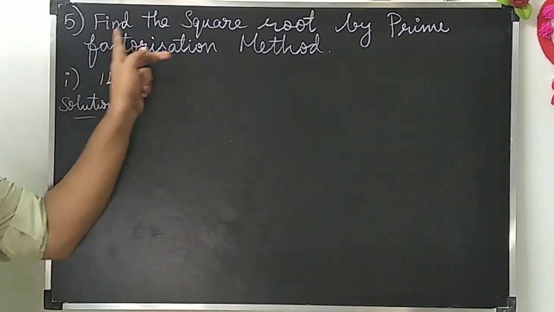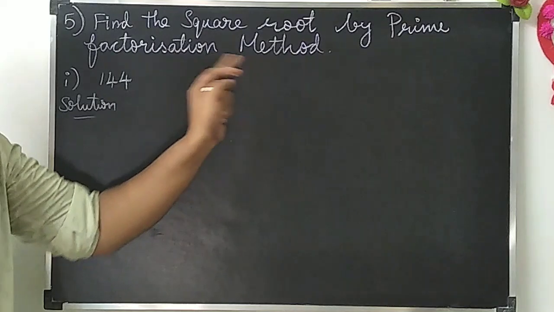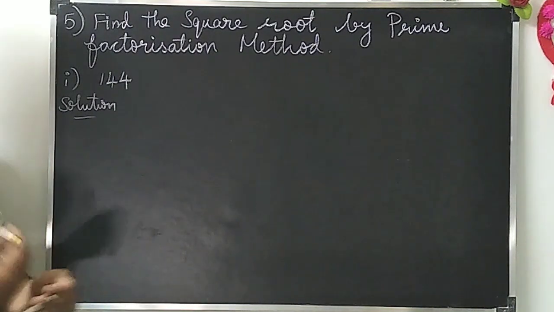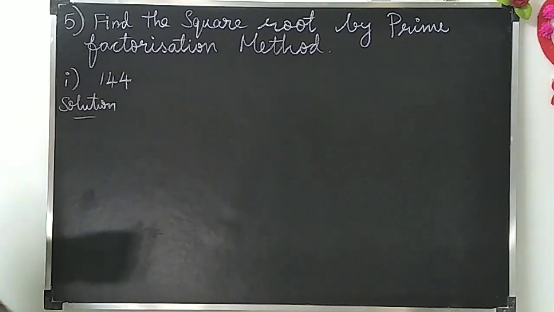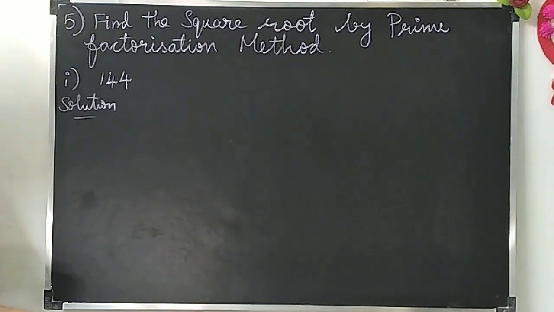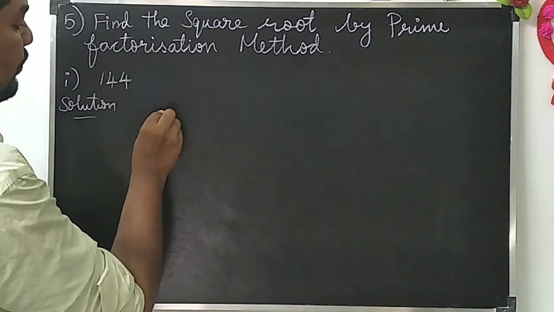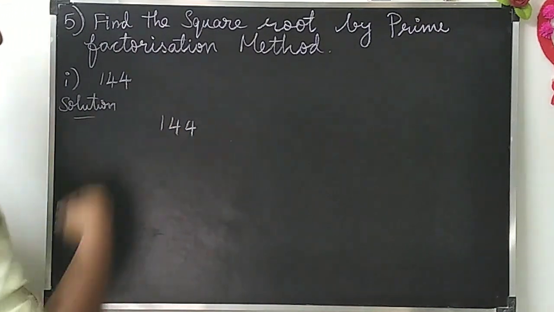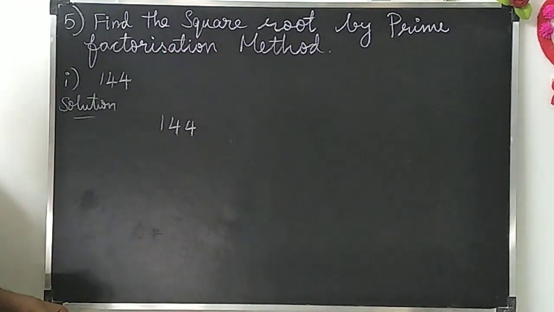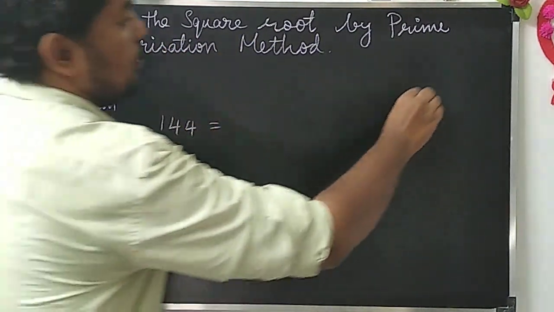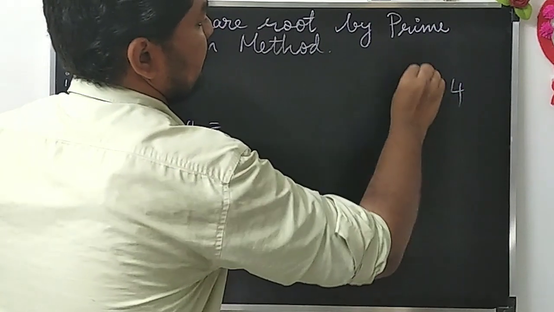Fifth question: find the square root by the prime factorization method. They are asking to find the square root of the given numbers using the prime factorization method. Very easy method only. First you write the question, 144. There, first we want to find the prime factors of the number 144 using the prime factorization method.